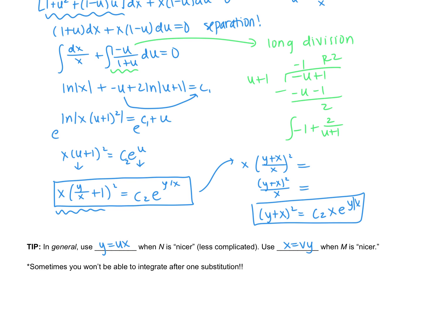Sometimes you're not going to be able to integrate after one substitution. So in the previous example, if we had used x = vy instead, maybe we would have been able to integrate, maybe not. So that's something that you might find: you try an integration and it doesn't work, or you try a substitution and it doesn't give you a separable equation, so then you might have to do the other substitution. So let's take a look at one more example of this type.